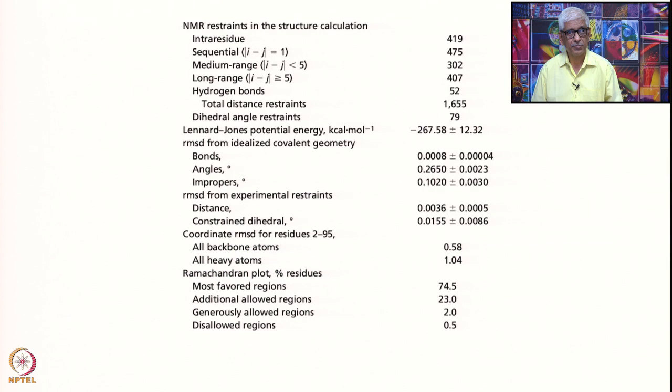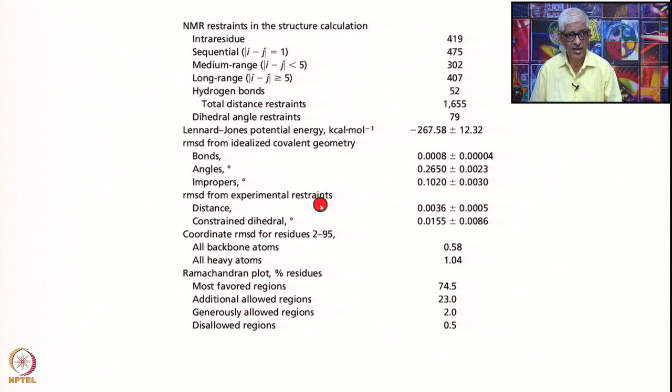And this you document in a particular kind of table. You say, okay, NMR restraints used in the structure calculation. You have the intra residue distances 419, sequential distances 475, medium range, i minus j less than 5 angstrom, these are 302, long range, i minus j greater than 5, this is 407. You have hydrogen bonds also indicated as distances, and therefore you have a total distance restraint count of 1655. You also have dihedral angle restraints. This actually comes from your coupling constant measurements. And the other ones are with regard to the geometry, the bonds and the angles and the improper terms, these are also indicated.